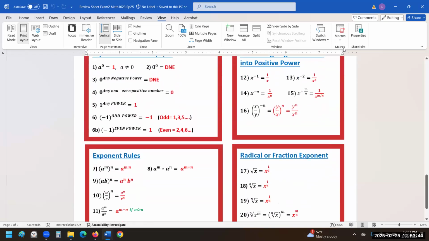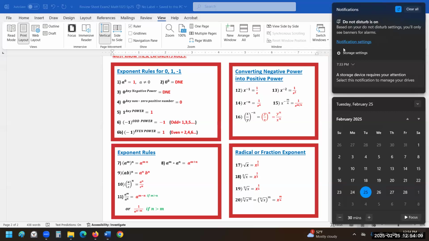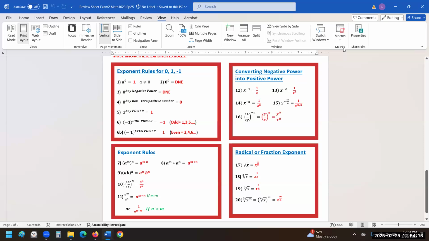Plus, you have so many exponent rules. So I put them together. Make sure you remember them, understand them. In the exam, I'm going to ask around 35 questions on these rules. Okay. Any question, comments? Oh, and your exam one is next week, Friday, March 7th.